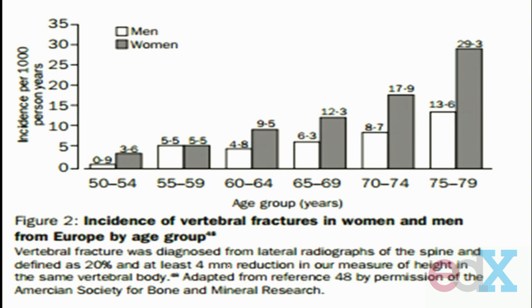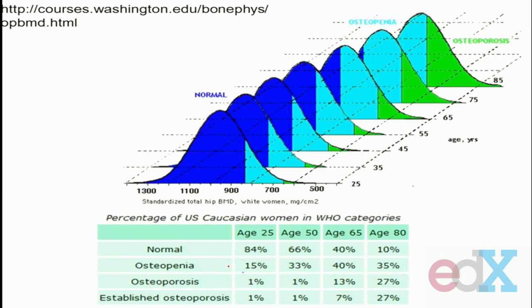And you can see that this is just for vertebral fractures, men and women, and with age, the number of these fractures increases. So what they've done is changed these quantities by age. For example, in the normal group, at age 25, 84% of the women are normal, whereas by age 50, 66% are, by age 65, 40%, and so on. If you look at osteoporosis, just by aging, the percentage goes up from 1% to age 50, then age 65 is 13%, and then 27%.